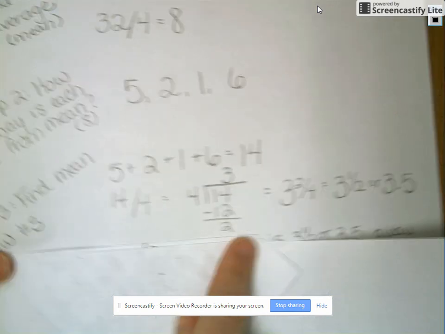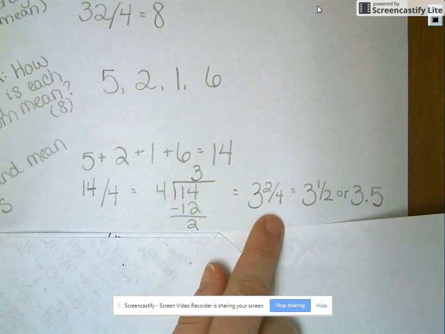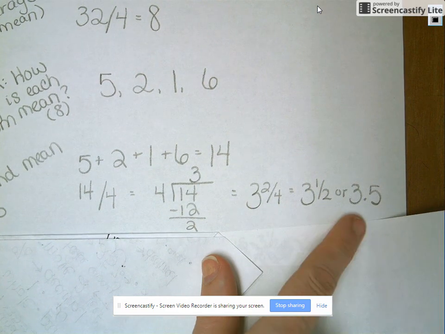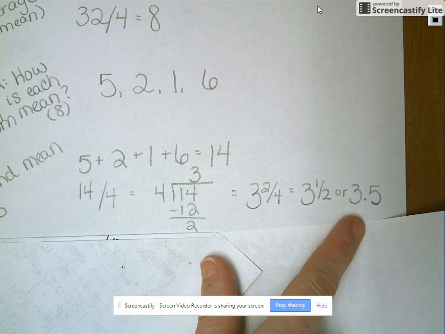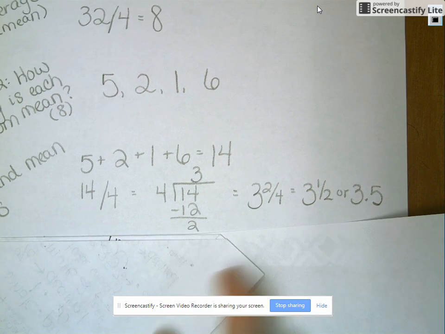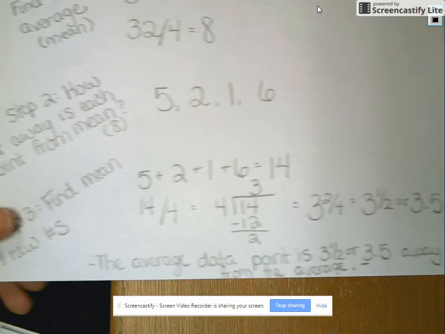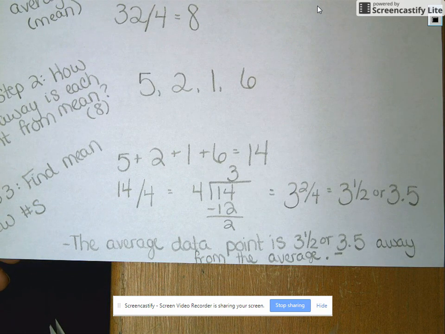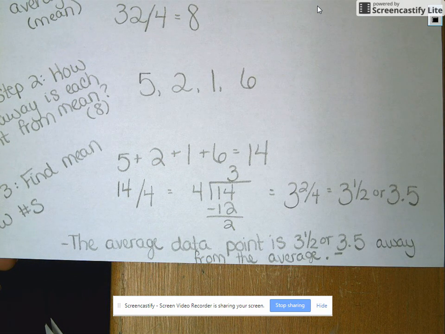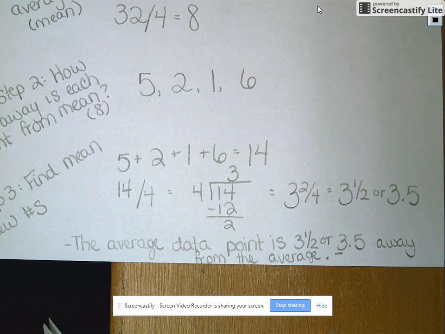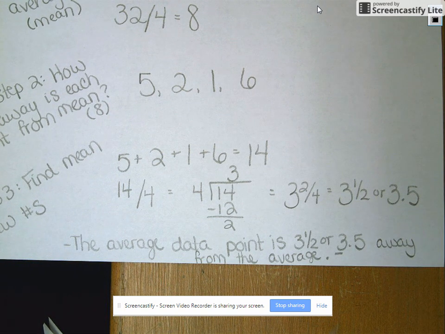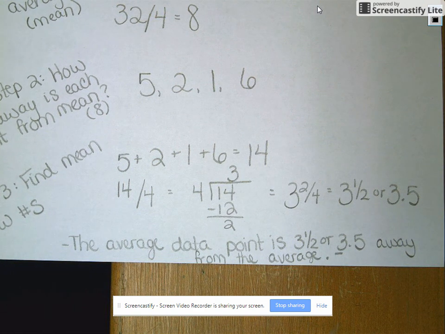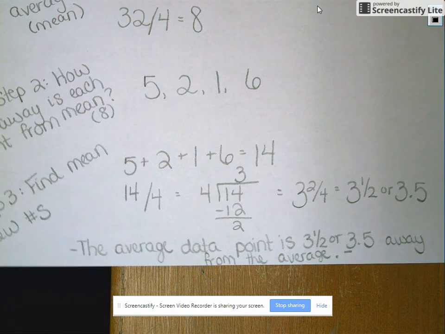And I have 2/4 left. I know I can reduce that to 1/2, or 0.5. It's the same thing as 3.5. Okay, so now we write our sentence. The average data point is 3.5 away from the average. Okay, and that's all there is to finding the mean absolute deviation.